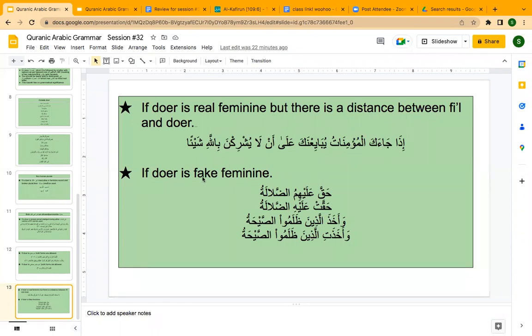If your doer is fake feminine, then also you will see both forms. You know, haqqa alayhimu dalala. Can you see dalala? Haqqa is a fail, and the outside doer is dalala. Dalala means the misguidance. Is it really feminine? What do you think? What kind of a feminine?